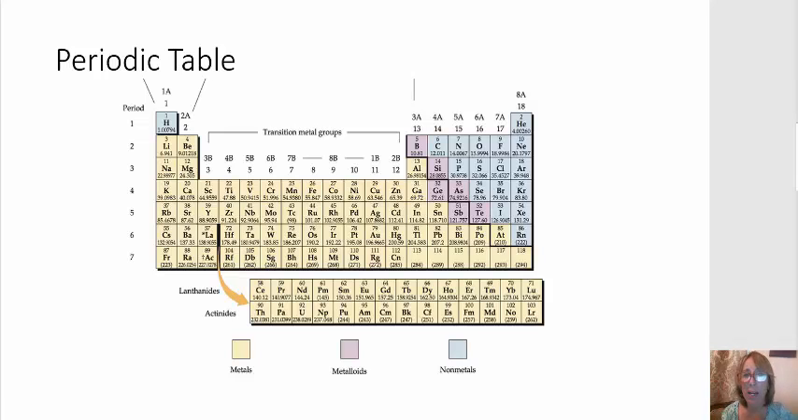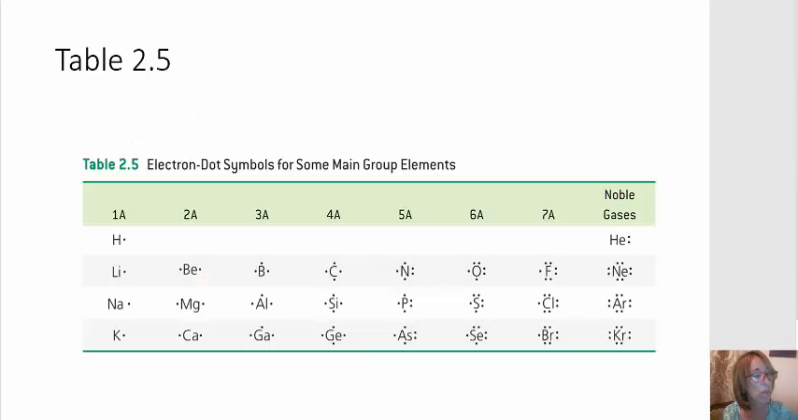So by looking at the periodic table, we see that neon is in family 8A, 8 valence electrons. Oxygen in family 6A, 6 valence electrons. And silicon in family 4A has 4 valence electrons. Now let's take a look at the dot structure.